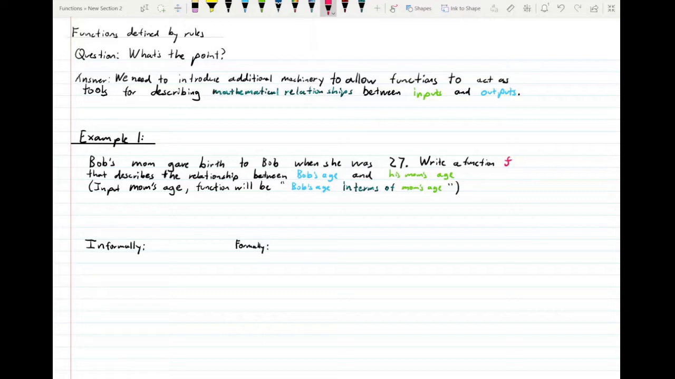So let's start. We'll have f, and we know the input set should be numbers more than 27, because only those numbers will give us a valid age for Bob, and it should map those ages to Bob's ages, which will always be positive. So the output set will be positive numbers.